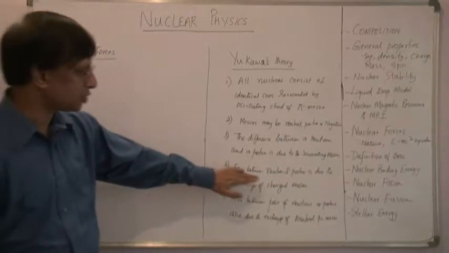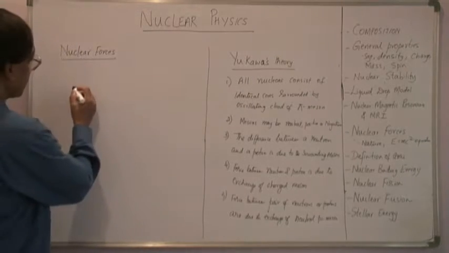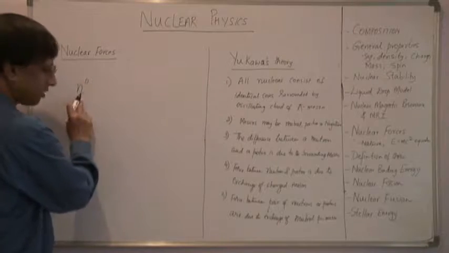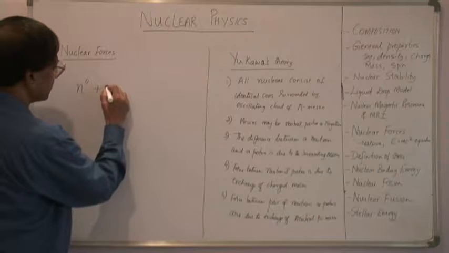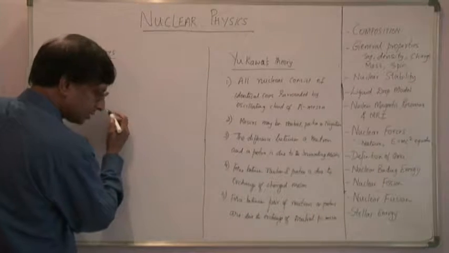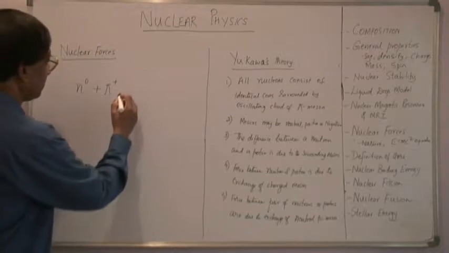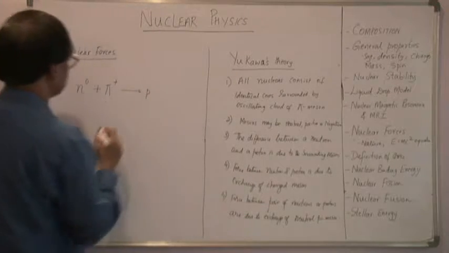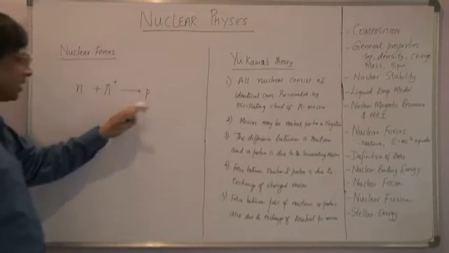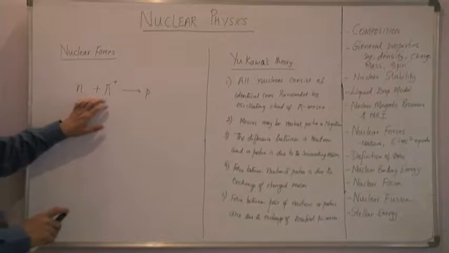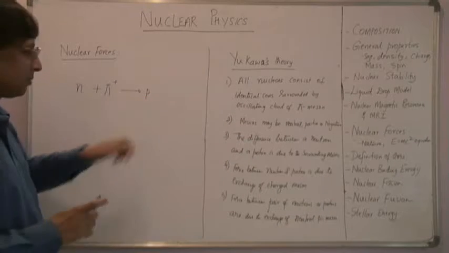The fourth one says the force between a neutron and a proton is due to exchange of charged meson. So basically what happens is, if I represent a neutron with N, a neutron absorbs a positive pi meson from the proton and it becomes a proton. N stands for a neutron and P stands for a proton. So a neutron, when it acquires a positive pi meson, gets transformed to a proton.